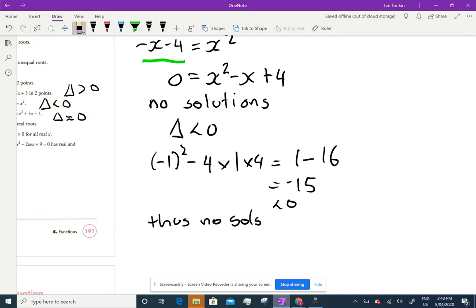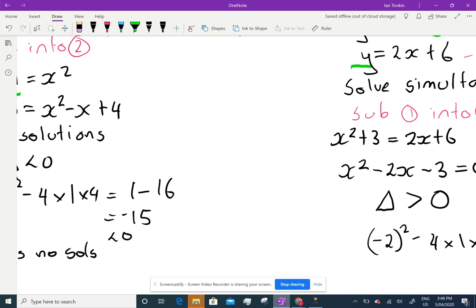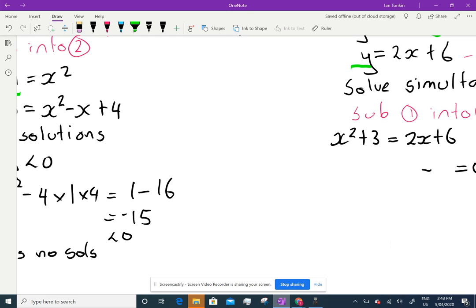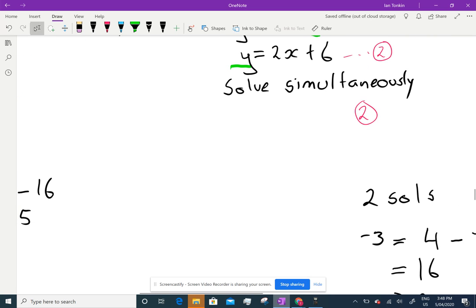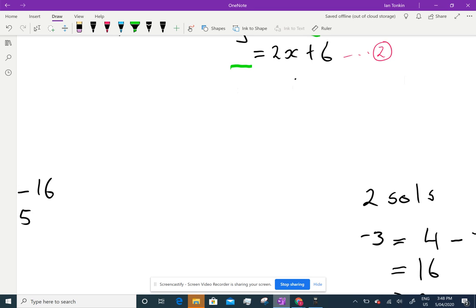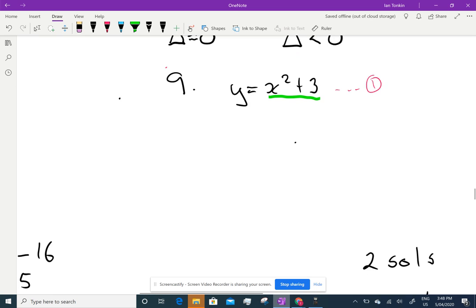Now the last one, it says show that it's a tangent. Well, if it's a tangent, it touches it once. So when I put these things together, and you can go and have a go at it, when I solve them simultaneously, I'm just going to look for the discriminant equaling 0.